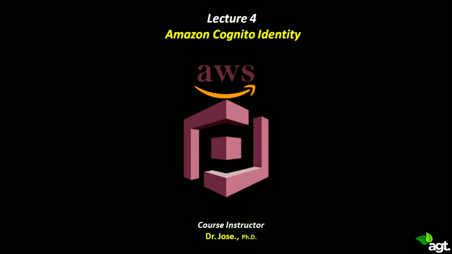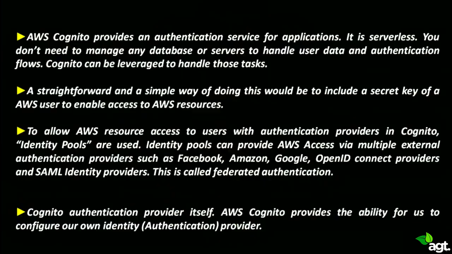The topic name is Amazon Cognito Identity. AWS Cognito provides an authentication service for applications, and it is serverless, and you don't need to manage any database or servers to handle user data and authentication flows. So Cognito can be leveraged to handle those tasks, as well as imagine a web application needs to access AWS resources using the AWS SDK with authenticated users.